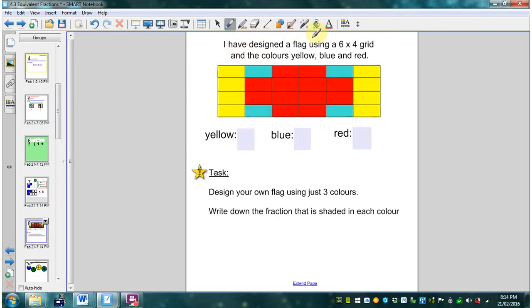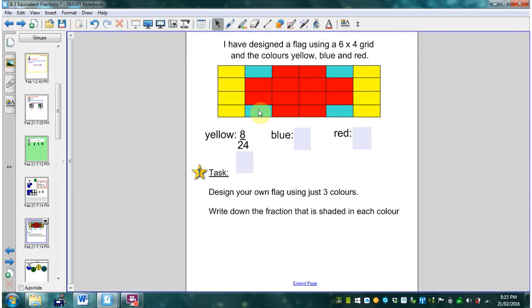Okay, so I've designed the flag using a 6x4 grid. That just means I have 24 pieces. And I've used the colors yellow, blue, and red. So we have 24 pieces in whole. I want you to tell me the fraction of blocks that I have shaded yellow out of the total. So I have 1, 2, 3, 4, 5, 6, 7, 8. So I have 8 yellow blocks out of 24 blocks total.